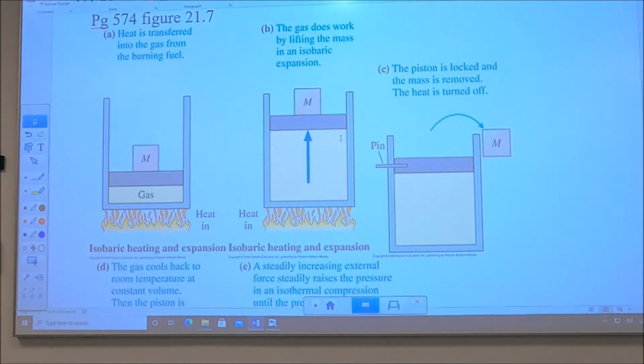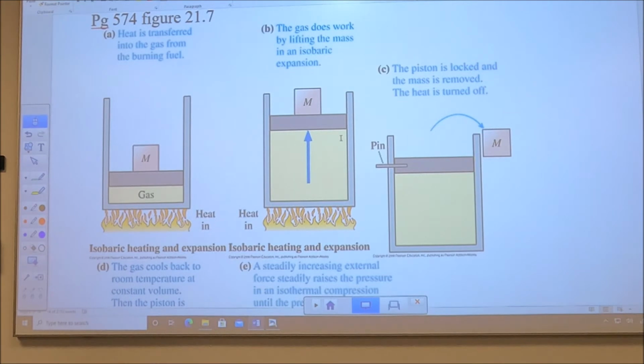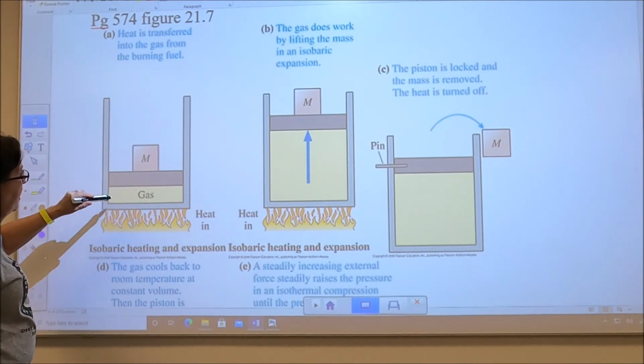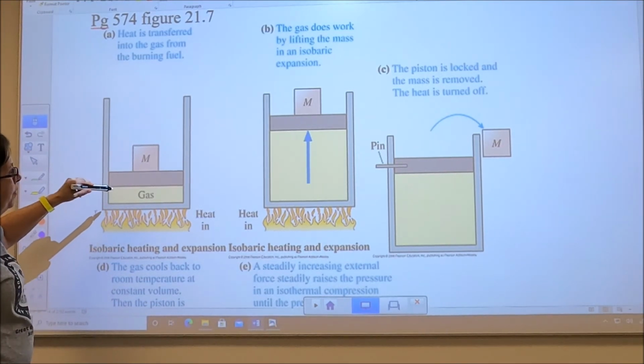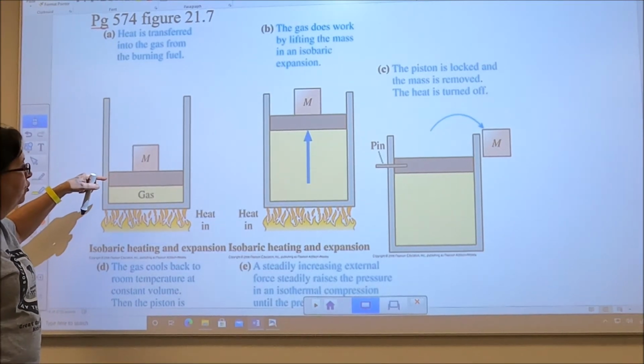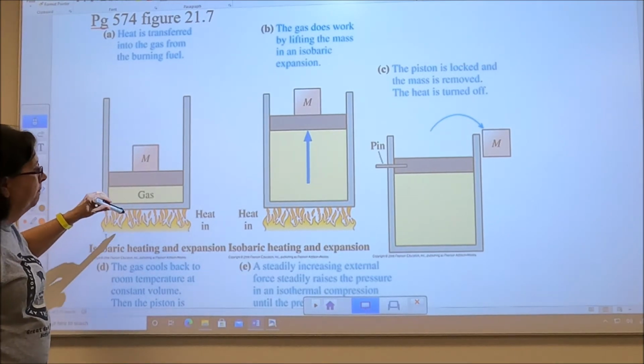You know that a heat engine needs to be a cyclic process. So let's look at putting a very simple heat engine through its paces. This is figure 21.7 in your textbook. So I have a piston and I've lit a fire underneath it, and I've got a gas in here, and I heat it up. This would be a constant pressure situation, so it would be isobaric.